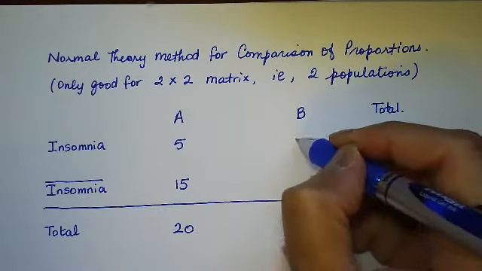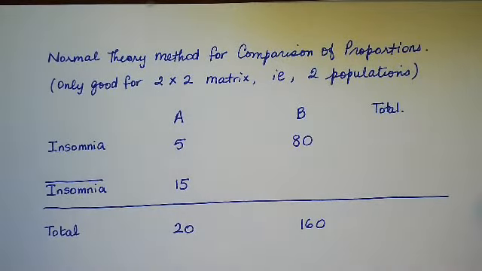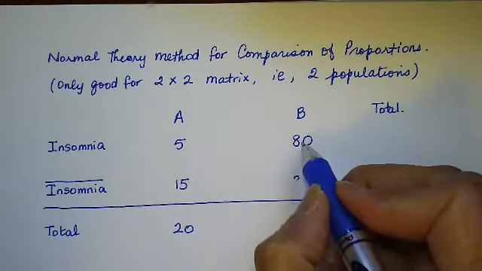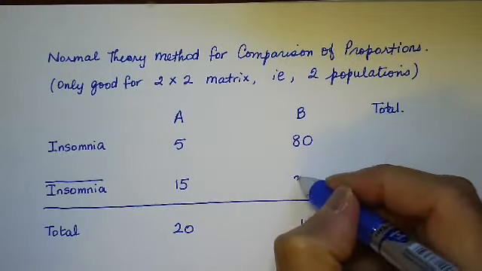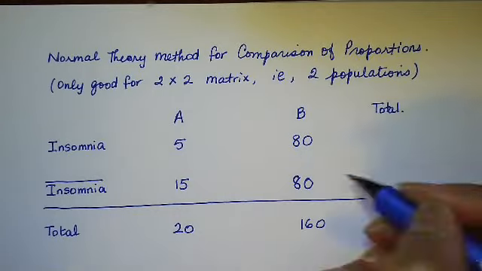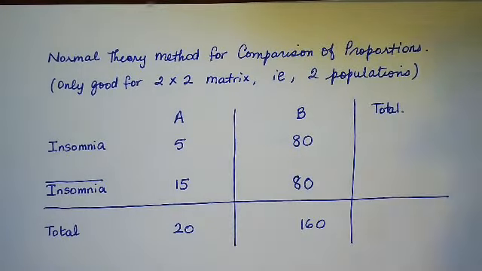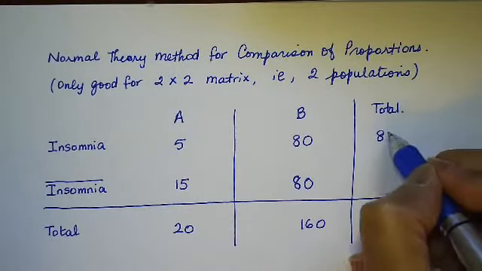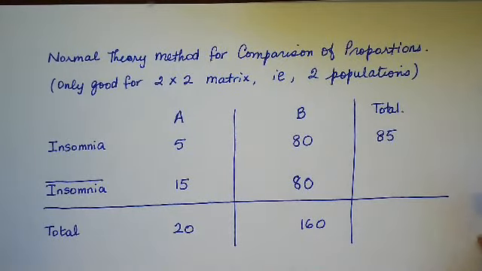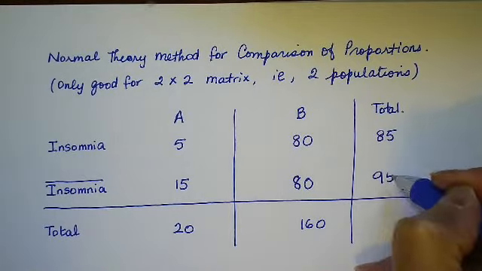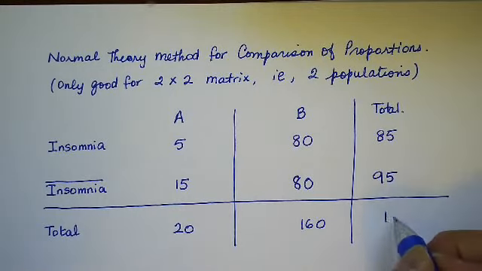And in the sample from drug B, 80 people experience insomnia, and the other 80 do not. Add across, you have 85 in total who experienced insomnia, and 95 did not, out of 180 people.